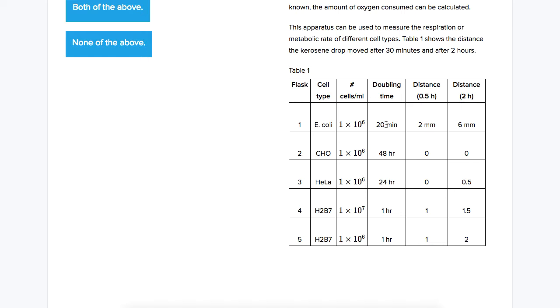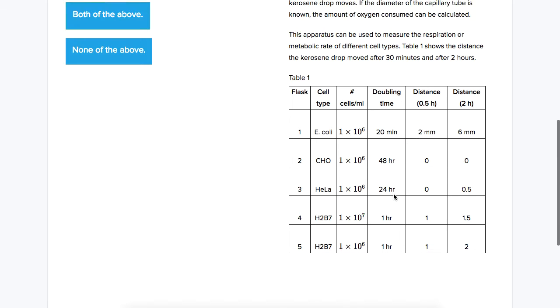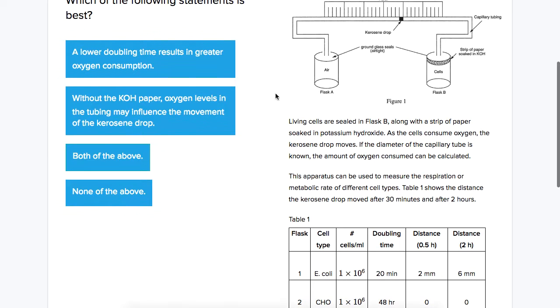We have 20 minutes, and then we don't actually have oxygen levels. What we have is distances. 20 minutes has the largest distances. So that's the lowest doubling time, largest distances. The longest doubling time has the smallest distances. So let's see, do distances correlate with greater oxygen consumption?